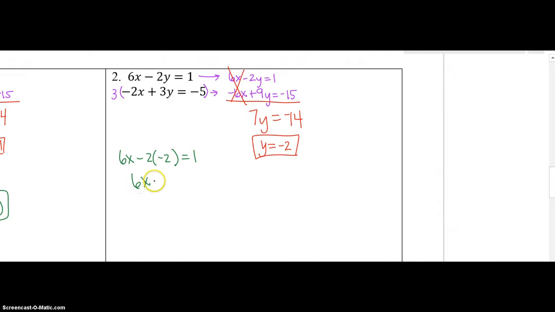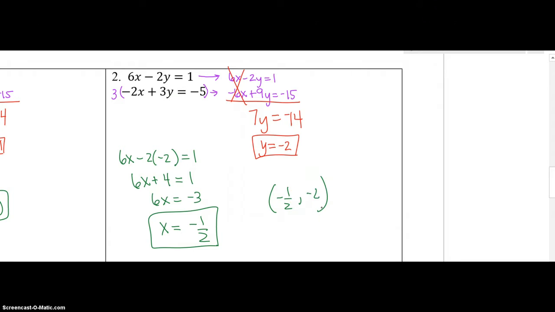So we get 6x plus 4 equals 1. If I subtract 4 from both sides, I get negative 3. And if we divide by 6, we have negative 3 divided by 6, which is negative 1/2. Be careful there, it's not negative 2, it's negative 1/2, because the bigger number, the 6, is on the bottom. Questions?